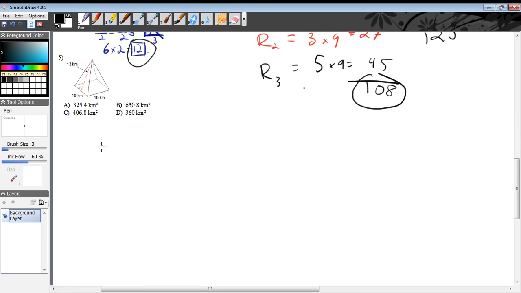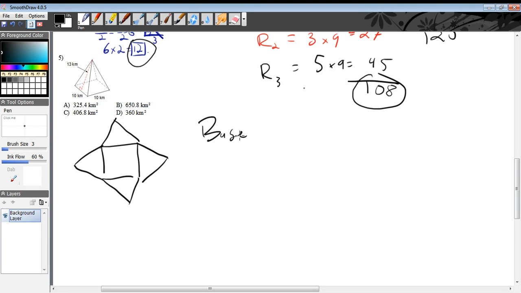Now the last one, believe it or not, I think is actually the most conceptual one, the easiest one to figure out. If I were to unfold this pyramid like this, it's a surface area, so I need the area of all of the shapes. There's the square base, which is 10 by 10. So I can just solve for that right here, which is going to be 100 kilometers squared. Now the next part I need to do is the area of the triangles.